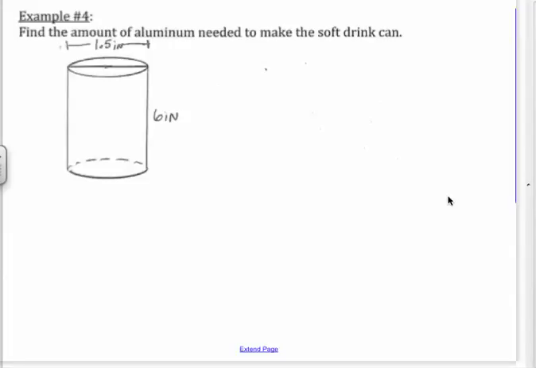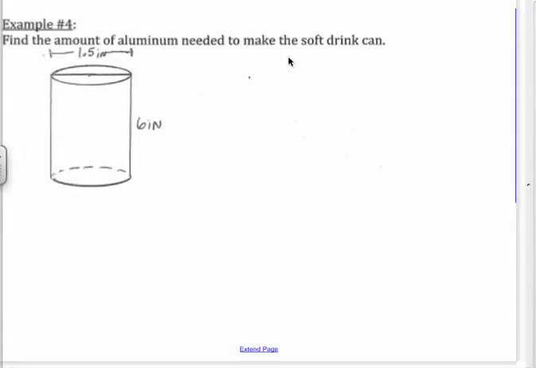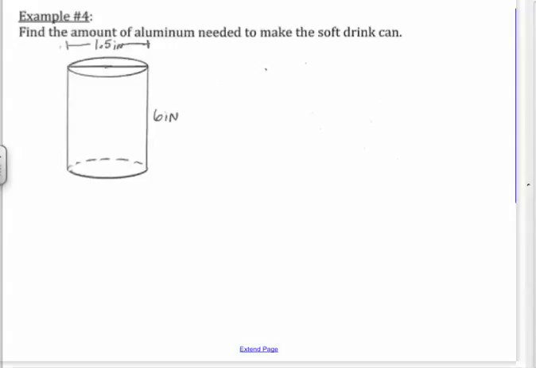Okay, guys. Now, example number 4. It's just like example number 3. It's another cylinder, okay? And remember with cylinders, if I cut the top off, I get a circle. If I cut the bottom off, I get a circle.